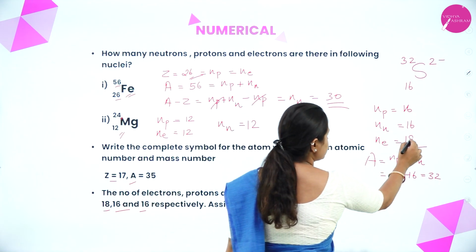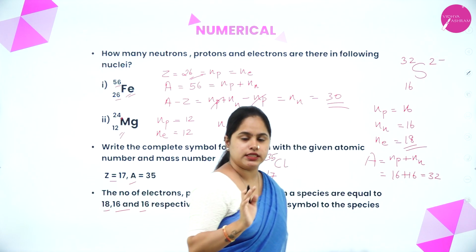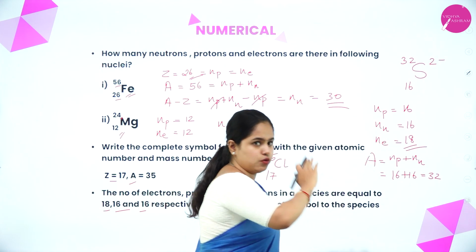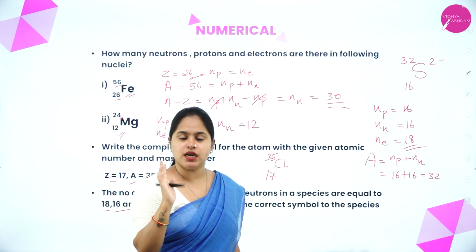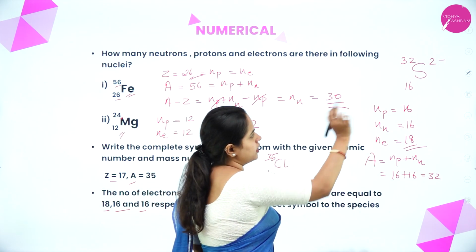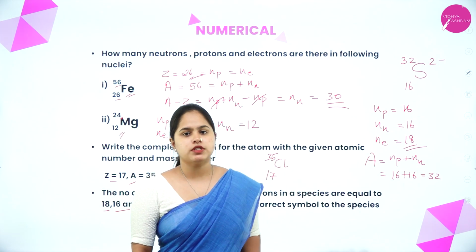We were able to understand it because the number of electrons here is 18 and the number of protons is 16. So it is not equal, and 2 extra are there. So that is written as your 2 minus. I hope this is clear.